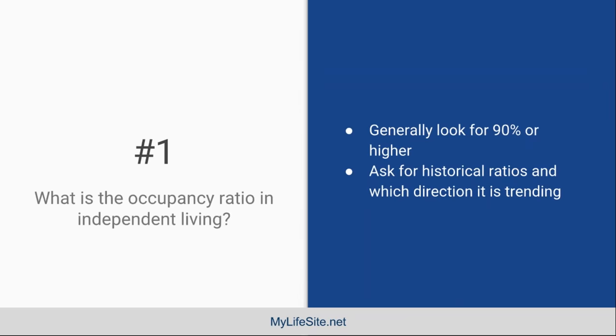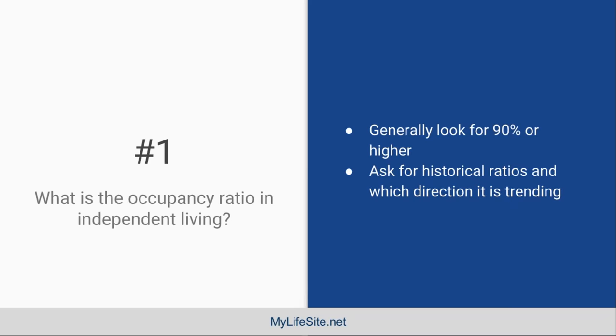Okay, so number one, the first thing you want to look for when researching the financial viability of a continuing care community or a life plan community is what is the occupancy ratio in independent living. This is the first one for a reason, because residents living in the independent living phase of a life plan community really are financially the lifeblood of a community. The higher the occupancy ratio in independent living, the higher the chance that the community is in good financial standing. It doesn't necessarily mean that's the case, but it certainly helps a great deal. So the higher that occupancy ratio, the better.